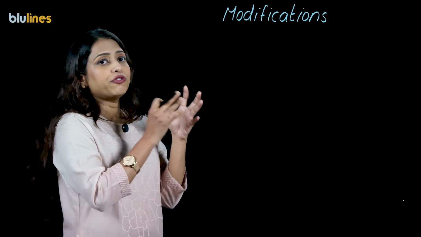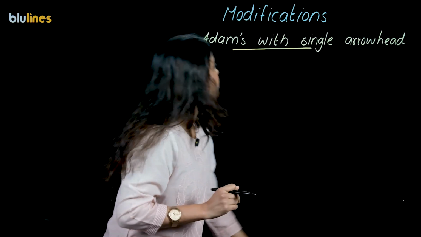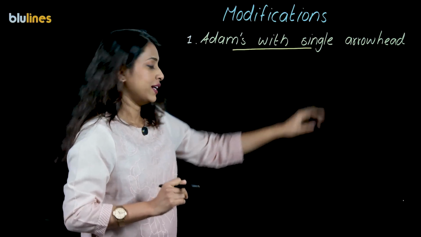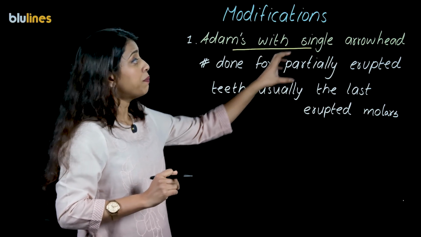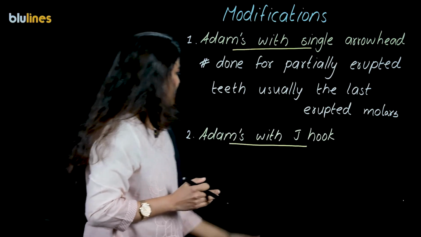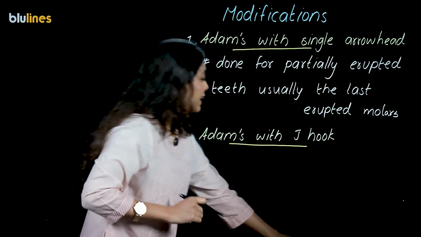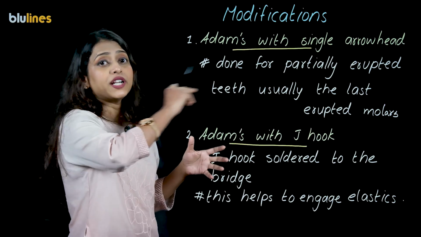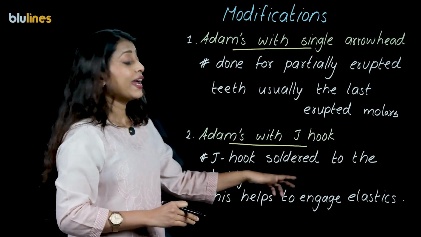Now moving on to the modifications of Adams clasp. The first one, Adams with single arrowhead. This is used in partially erupted teeth, usually the last erupted molars. Second one, Adams with J-hook. Here a J-hook is soldered onto the bridge of the Adams clasp. This helps to engage elastics.